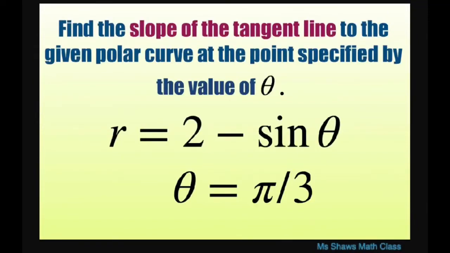Everyone, we're going to find the slope of the tangent line to the polar curve r equals 2 minus sine of theta at the point theta equals pi divided by 3. So the first thing we're going to do is to differentiate. We're going to have to take the derivative of y with respect to x, which is actually the derivative of y with respect to theta divided by the derivative of x with respect to theta, because we have theta.